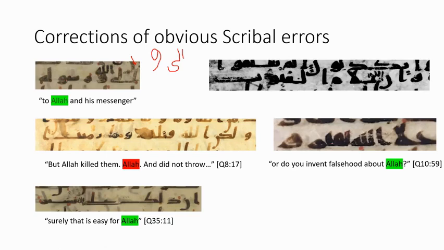Yeah, absolutely. And it's not something that Brubaker himself disputes. As you can clearly see, he actually accepts that this doesn't make sense. He also accepts that this one doesn't make sense. Surely that is easy for Allah. He doesn't because Allah is required for this verse to make sense. Allah is the same in all the 5 cases. So it's an obvious scribal error that we're dealing with, and in this case, the scribal error was not corrected by the original scribe.